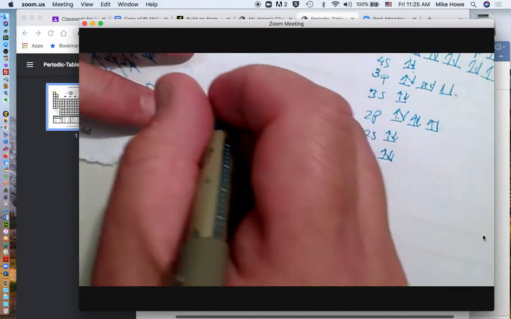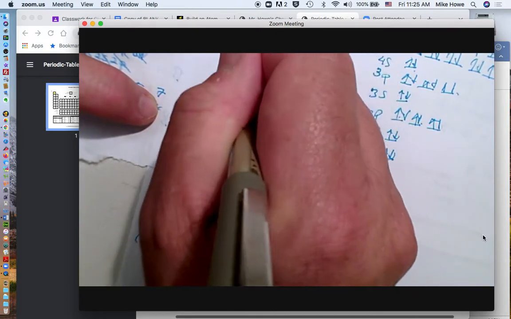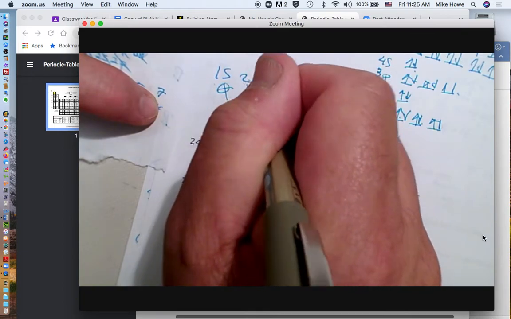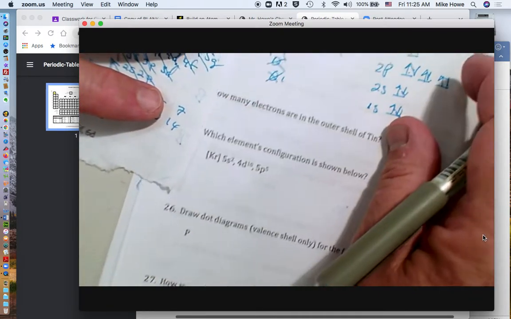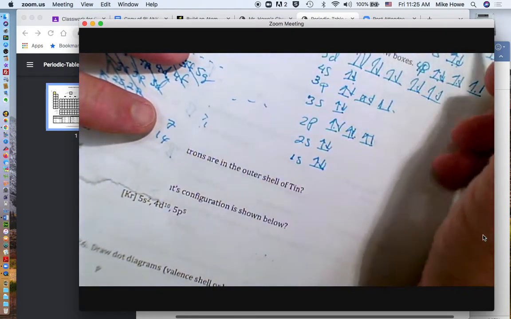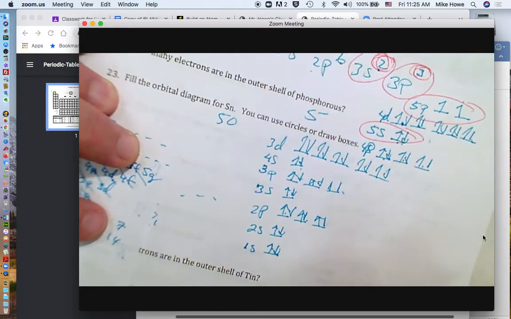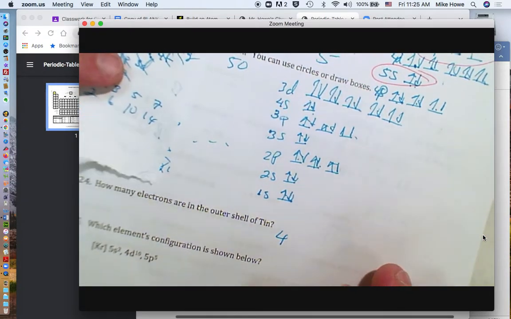And I said use circles. You could have done it like this: 1s, 2s, 2p. It's another way to do it. Okay, how many electrons are in the outer shell of tin? This was tin. Fifth energy level. How many are there? 2 here, 2 there, 4.